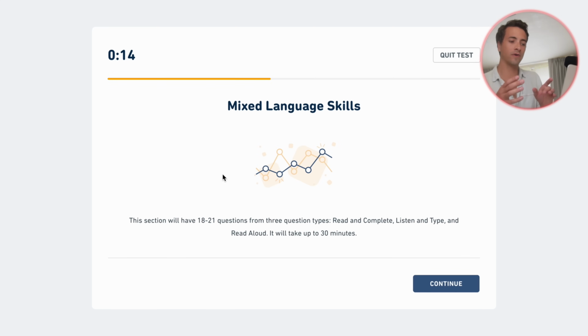All right, and then we move on to the next section, the third section, which is when we have three question types that are mixed together. So read and complete, listen and type, and read aloud. Here we go.